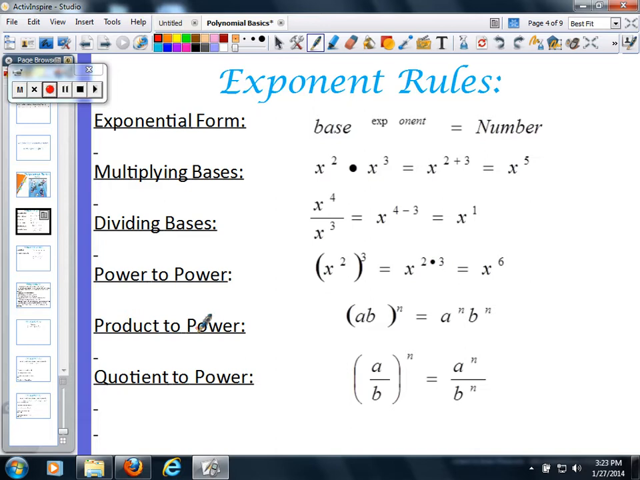You have product to a power, so what they're saying is you take a product, something inside parentheses, and you're going to raise that to an exponent. You're going to just distribute the exponent, so that gives you a to the n power times b to the n power. And then again, same idea with the quotient to a power, so I have a divided by b raised to the n. That means I have a to the n and b to the n power.